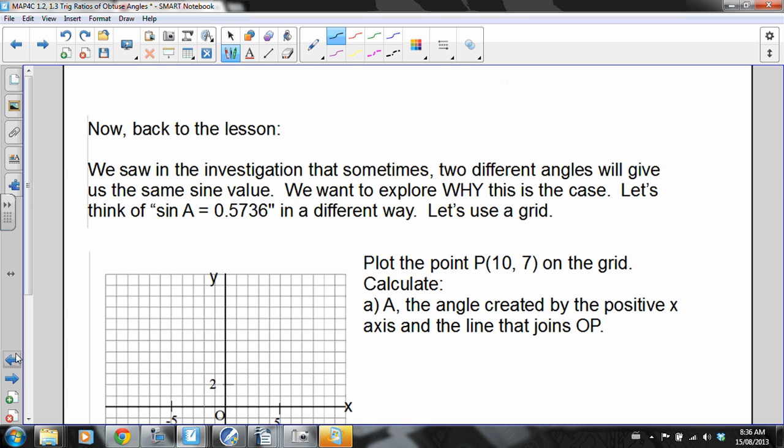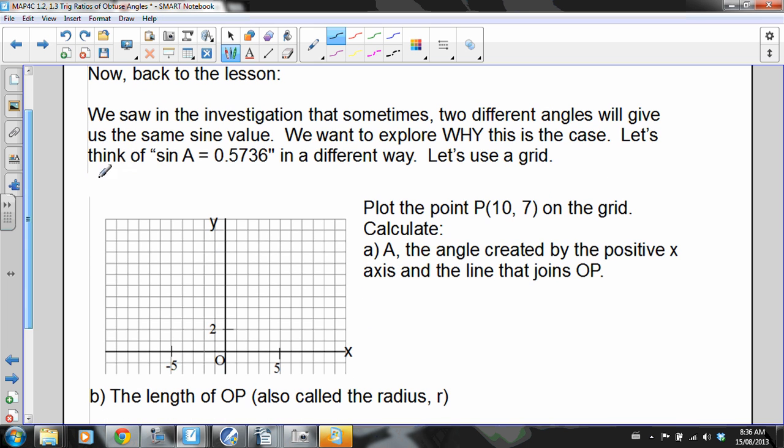Back to the lesson. It says we saw in the investigation that sometimes two different angles will give us the same sine value. We want to explore why this is the case. Let's think of sine of A equals 0.5736 in a different way. Let's use a grid. And just bear with me about this. So I'm going to plot 10, 7 on this grid. About there. Call that point P.